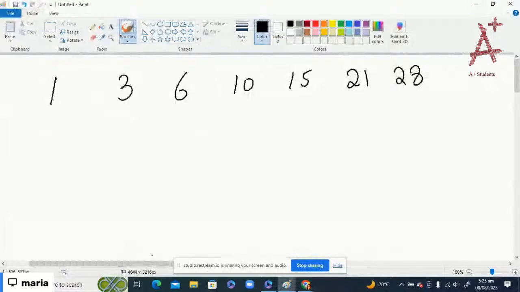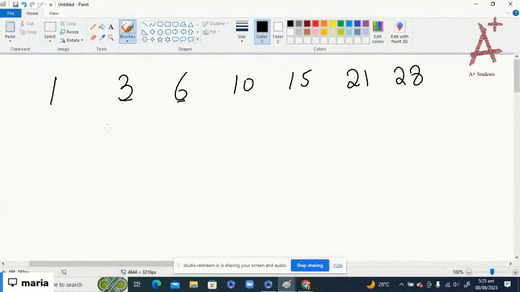Is there any subtraction here? No, because the numbers are increasing. If there is a decreasing pattern, we say there is subtraction. But if there is an increasing pattern, it means there is addition. How do we know whether it's increasing or decreasing? Because here the numbers increase: first 3, then 6, then 10, then 15, more than before.